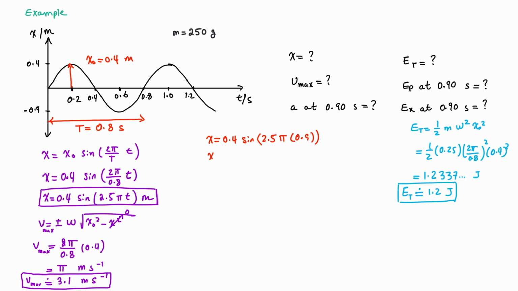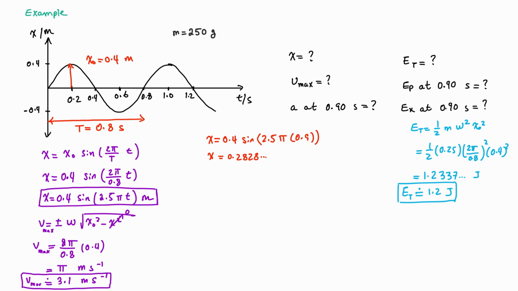We end up getting position equal to 0.2828. We need that exact value for the future, so it's a good idea to save it on your calculator. It's always a good idea to check to make sure that you are on the right track. At 0.9 seconds, if I look at my position-time graph, first of all, my position is positive, and it's positive here, so that's good. And if I go up all the way here, I'm somewhere between 0.2 and 0.4, so it looks like I'm on the right track.